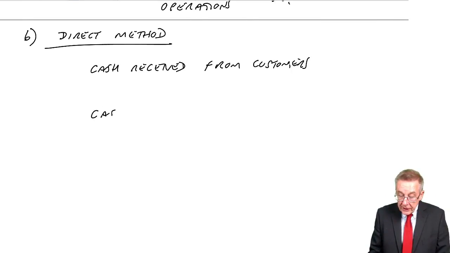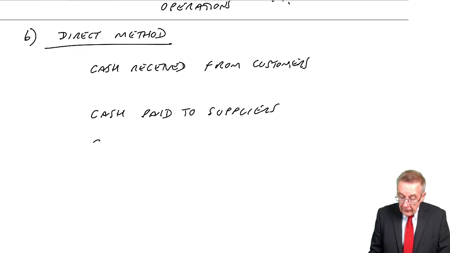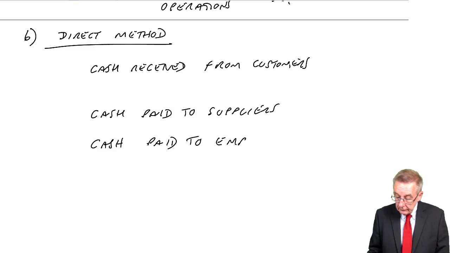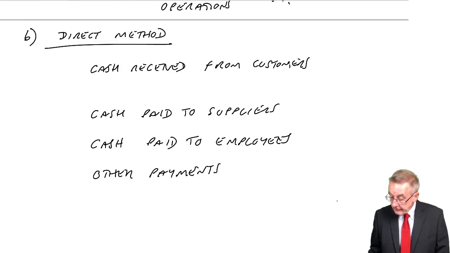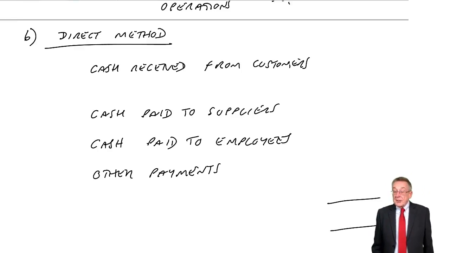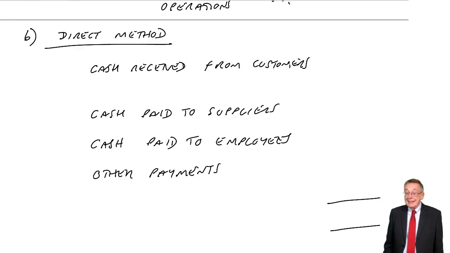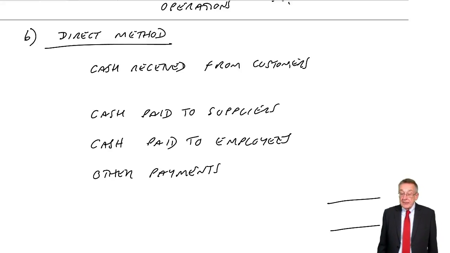But we need the cash paid to suppliers. The cash paid to employees. And then the other payments for our expenses. So let's do the workings and see what we get.